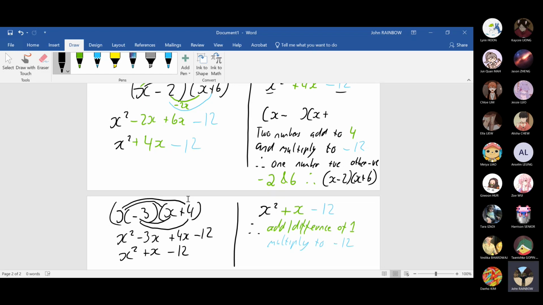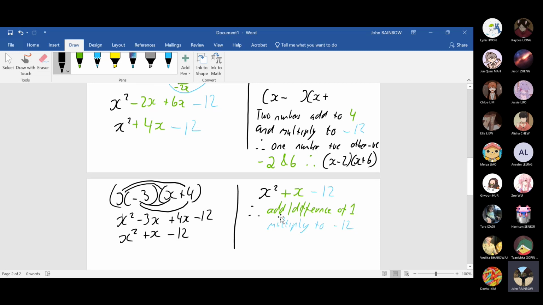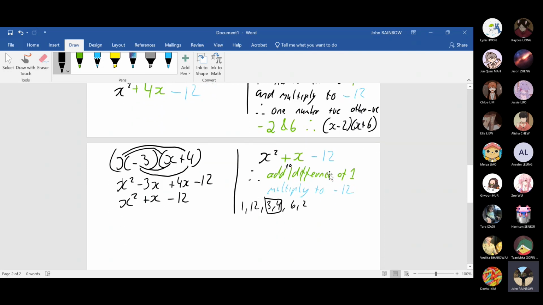When we're factorizing, we're starting here. I want numbers that add or have a difference of 1, but multiply to 12. If I think of all my numbers, I've got 1 and 12, I've got 3 and 4, and I've also got 6 and 2. So 3 and 4 has a difference of 1. That is a difference of 4. That is a difference of 11. These would add to 1 if one was positive and one negative. We know they need to be positive and negative because of the negative 12.